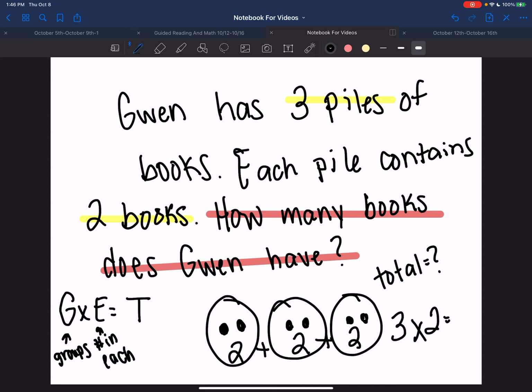And to determine that, we're going to count our black dots. So 1, 2, 3, 4, 5, 6. 3 times 2 is 6. So how many books does Gwen have? 6 books. Was this problem multiplication or division? It was multiplication because we did not start with a total.